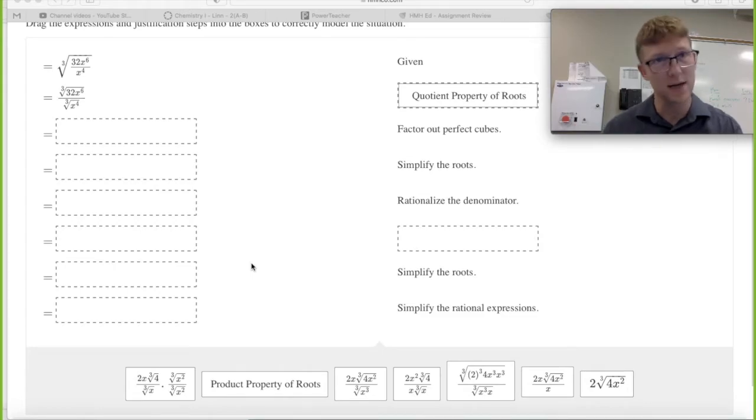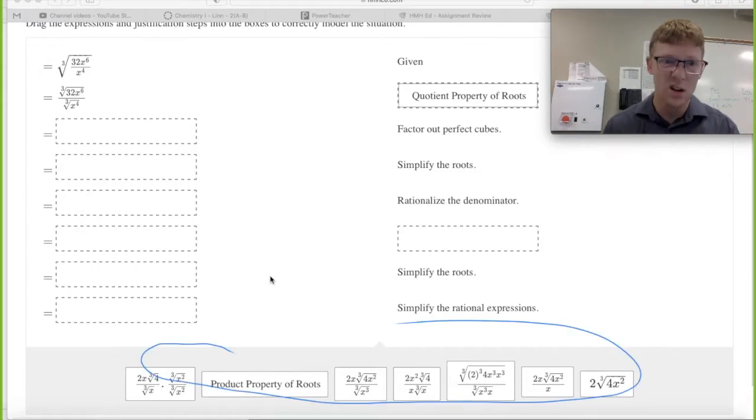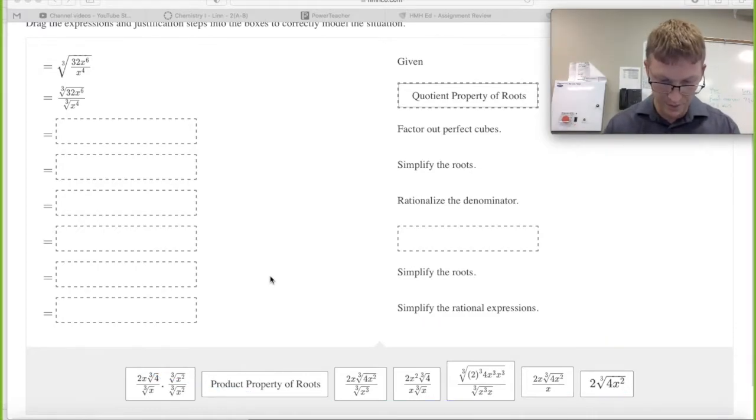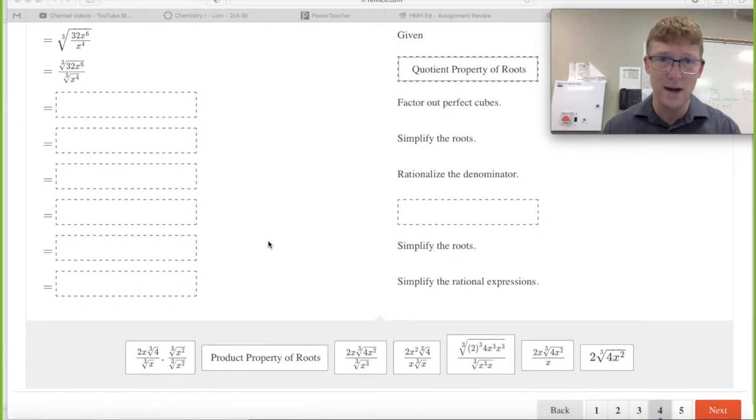They did some factoring and stuff. So I'm looking down here at some of their answers. I'm looking for perfect cubes that got factored out. So a perfect cube, I feel like that x could come out. That would be an x squared.